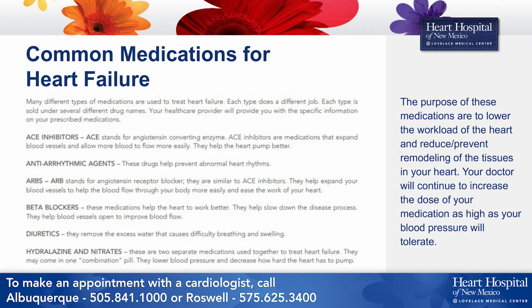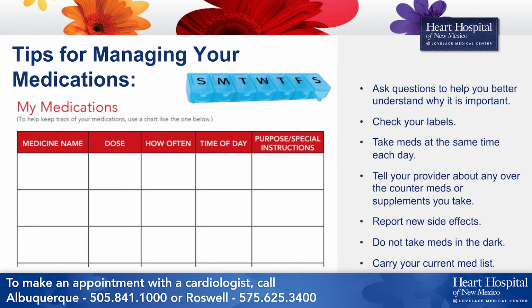Beta blockers help reduce the workload of the heart. They may slow your heart rate down, and they may also expand your blood vessels, allowing that blood flow to improve. Diuretics are medications that help remove excess water. These are what we may increase if you have a weight increase. You will remove this water by urinating. Hydralazines and nitrates also help reduce the workload of the heart by lowering blood pressure and lowering what they call afterload. And this helps the blood reach the essential organs more easily. The purpose of all of these medications is to lower the workload of your heart and reduce and prevent remodeling of the tissues. Your doctor will continue to increase the dose of your medication as high as your blood pressure will tolerate.